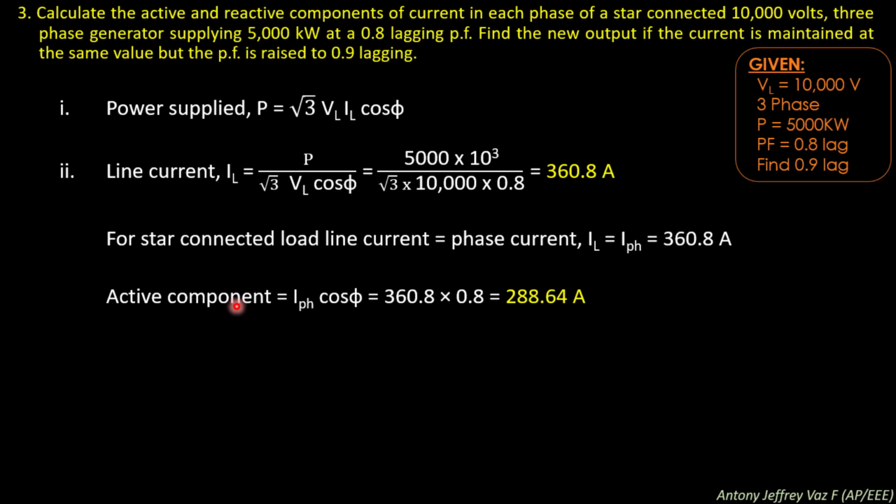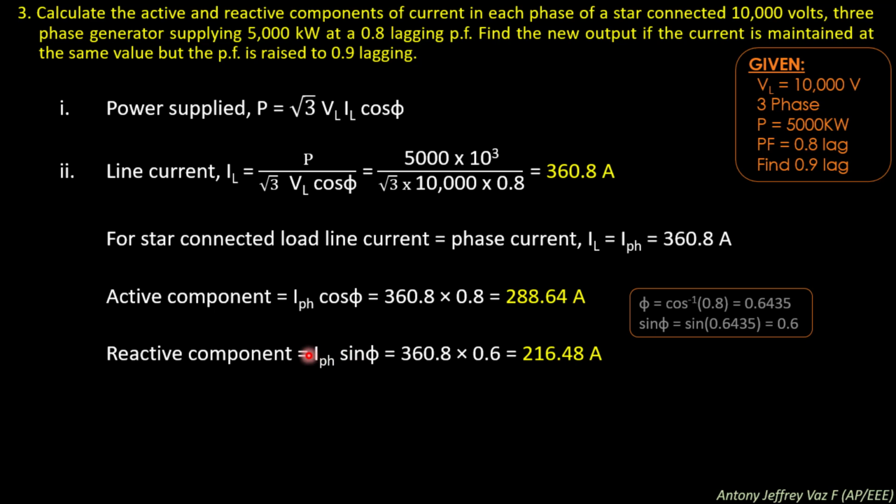Next, we are going to find the active component of current which is flowing in the load. To do that, you need to multiply I phase into cos pi. So here you know the I phase, which is equivalent to IL. So 360 into 0.8, power factor is 0.8, which is equivalent to 288.64 amperes. So the active RMS current flowing in the circuit is 288.64 amperes.